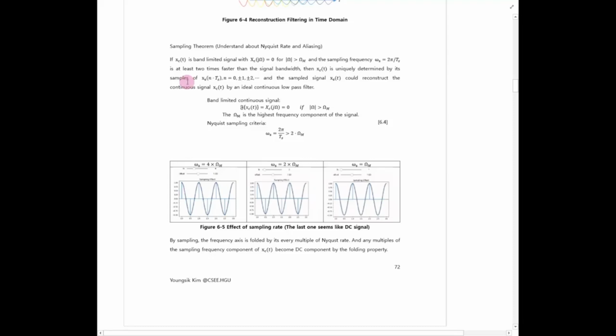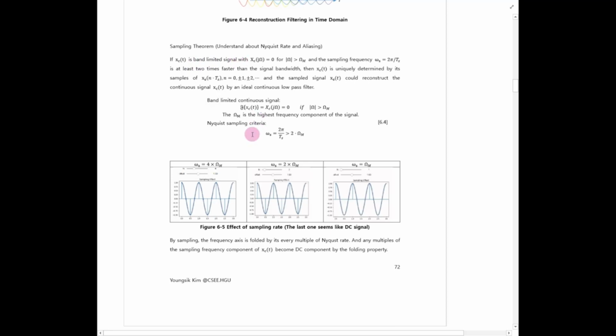We studied the sampling theorem. In the sampling theorem, understanding the Nyquist rate and aliasing is very important. Here are some examples of sampling. If we talk about x(t), the continuous signal should be a band-limited one.